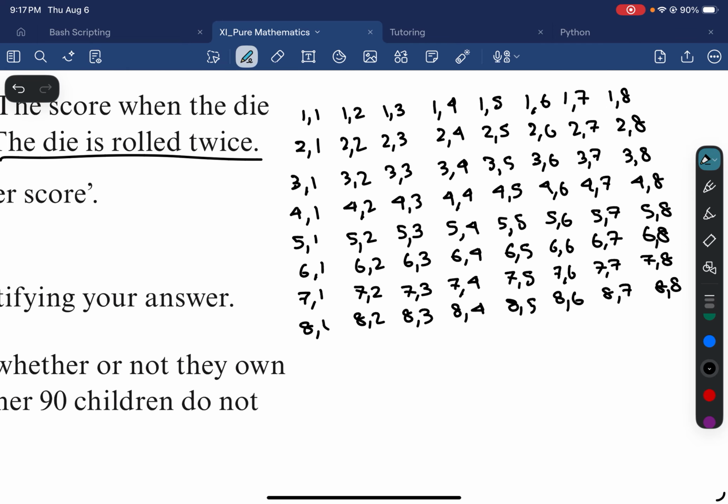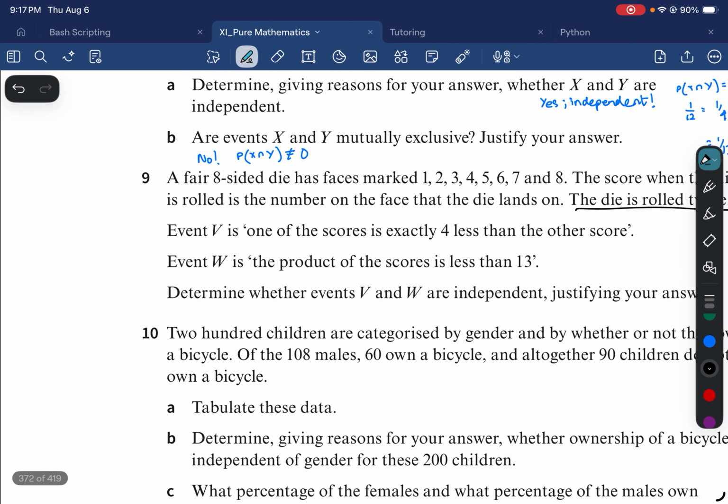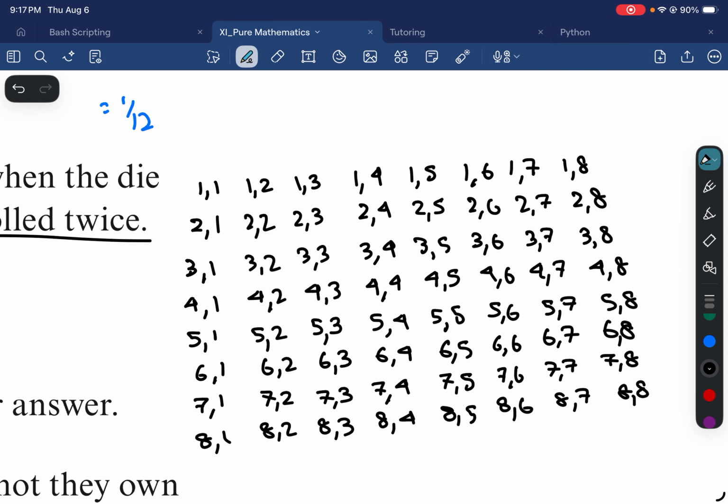And each possibility, each outcome is equally likely, right? All right. So event V is one of the scores is 4 less than the other score. Exactly 4 less than the other score. Basically, that means the difference is 4. Right? So P(V), difference of 4. Is there any pair here that has a difference of 4?